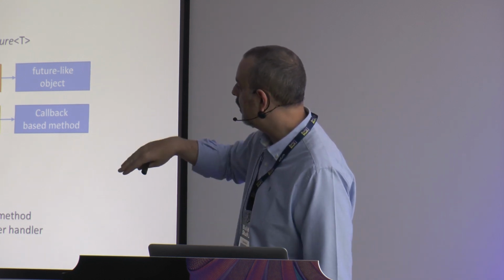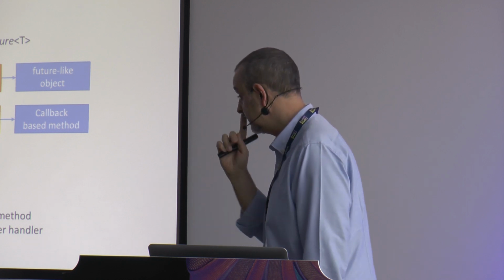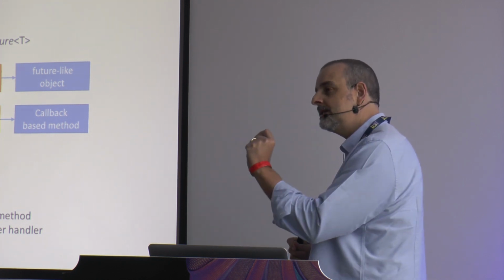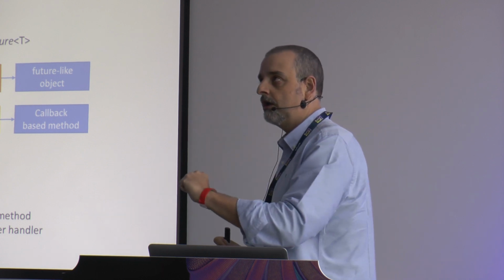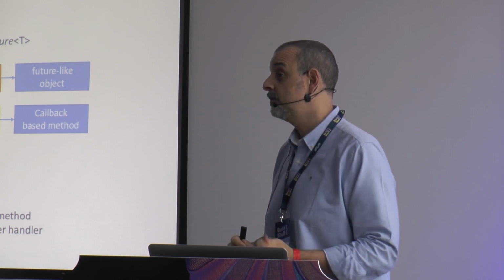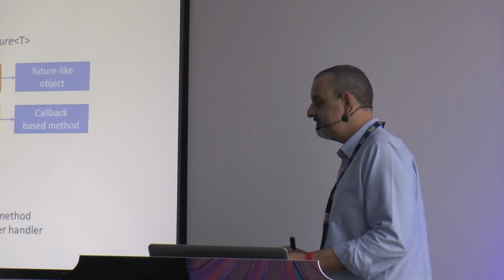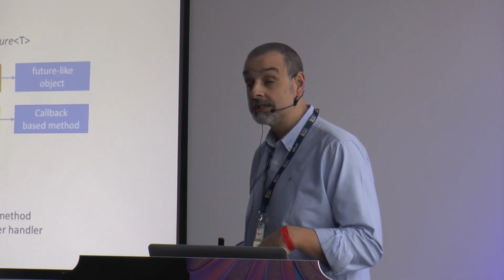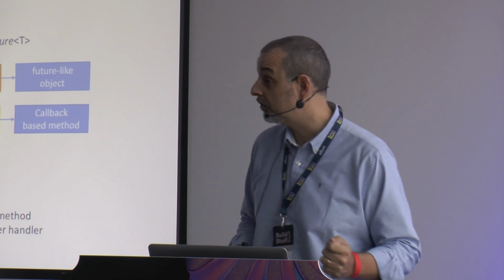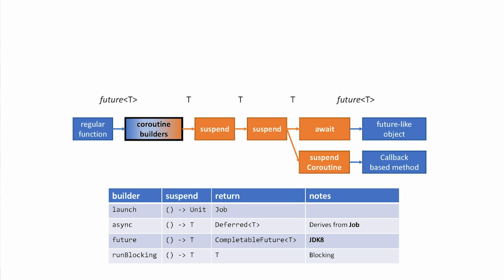But if I need to call this from a regular function, I cannot do it directly. Also, suspend is part of the function signature. So I cannot override a non-suspend method with a suspend method. For instance, currently, Spring MVC does not support using a suspend function in a controller. So how can I deal with this? With one thing called coroutine builders.